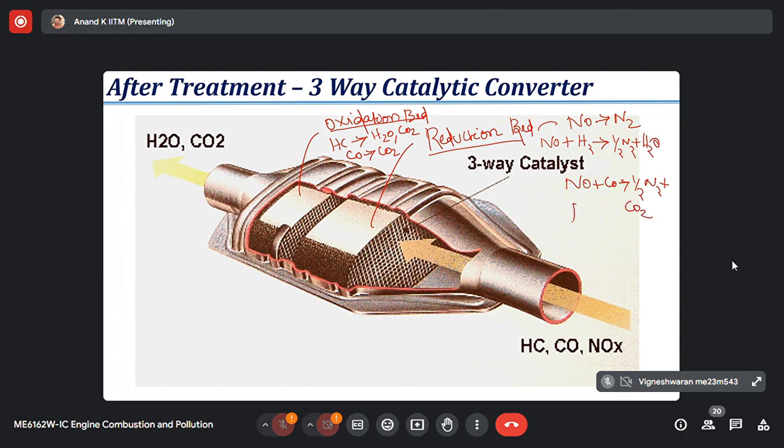So these reactions are called reduction reactions. This is what is happening in the reduction bed. These reactions happen in the presence of reducing gases. So what you need to have is reducing gases. Reducing gases are products of rich mixture combustion. Examples of reducing gases are CO, H2, and any hydrocarbon. These are products of rich mixture combustion.